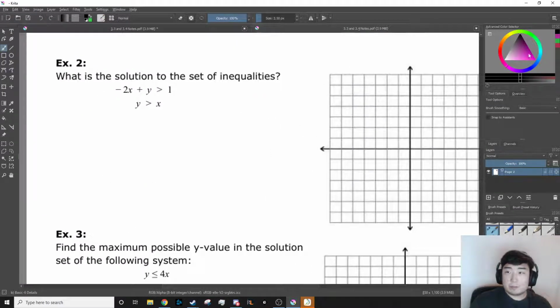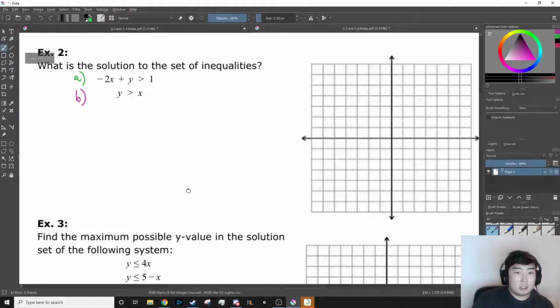Let's try this one. This is my equation A. And this is my equation B. Try doing this by yourself, because this one's still pretty simple. I'm gonna show you the solution in 5, 4, 3, 2, 1.